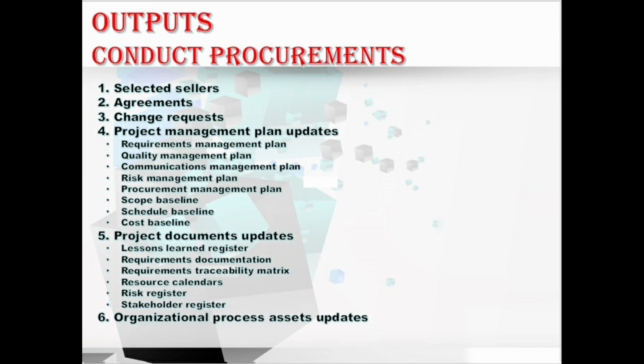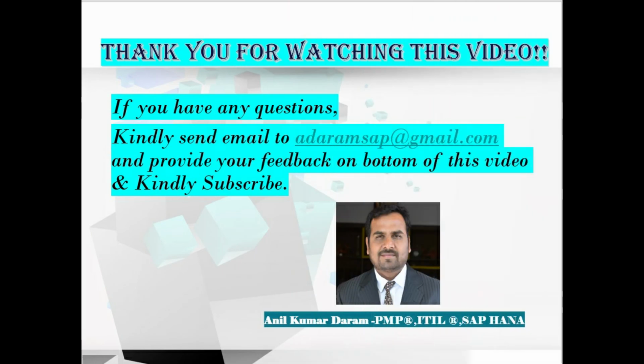Moving to the next output, we have the organizational process assets updates, which may include the list of prospective and pre-qualified sellers, or the information on the relevant experience with the sellers, both good and bad, as I said in the input section. Okay, so hope you understood about all the outputs of the conduct procurements process. So here we have completed all the inputs, tools and techniques and outputs of this process. So this completes our second session on the project procurement management knowledge area, and hope this complete session is easy and understandable for you. Fine.